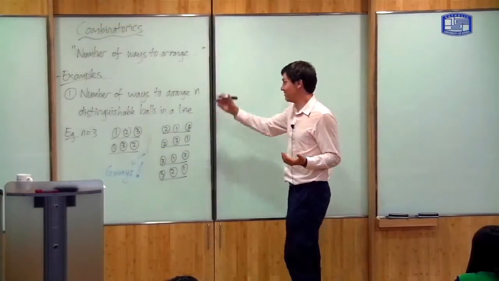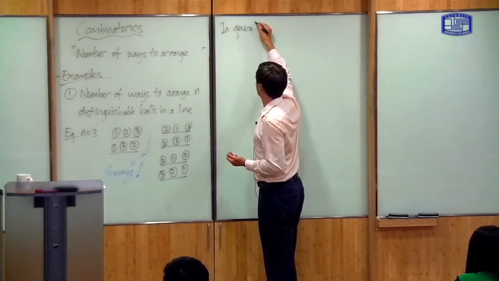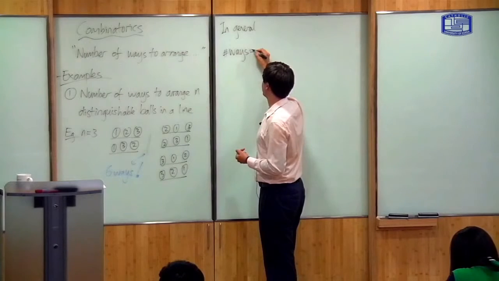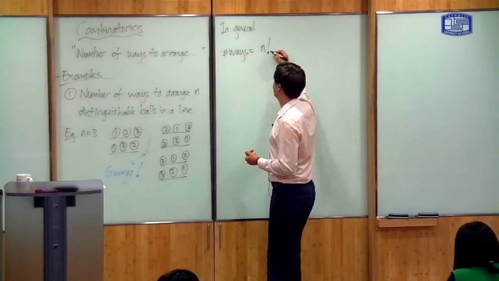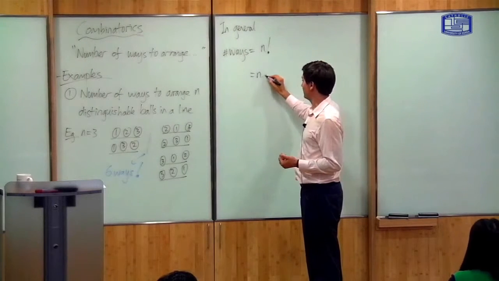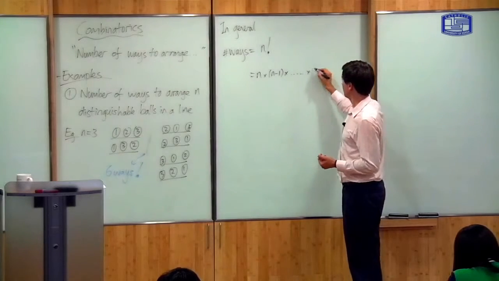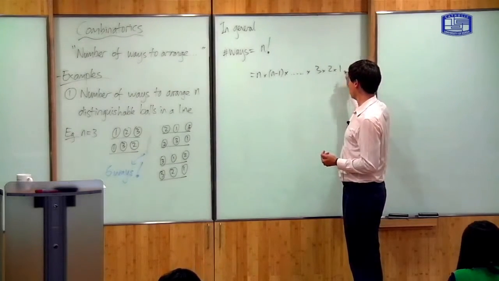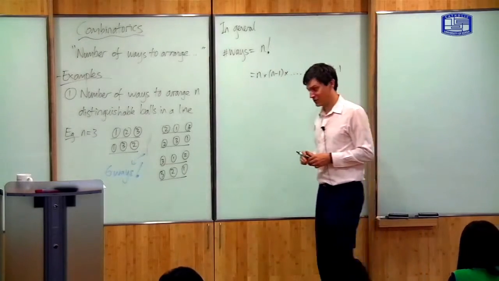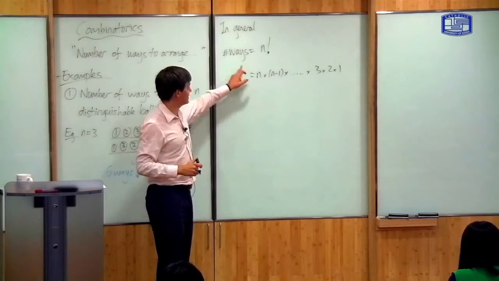Okay. That's clear, right? So we have to find the general formula, and this one is not too tricky. In general, the number of ways is just equal to the factorial of n. So this is n times n minus 1 times, and so on, down to 3 times 2 times 1. This is the definition of factorial. So why is it defined like that? So why is it equal to that?